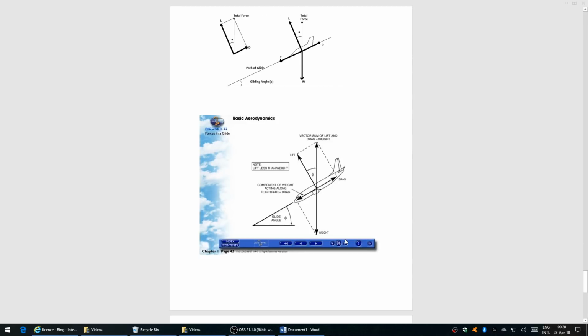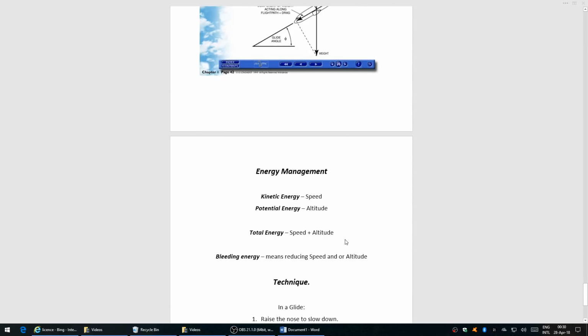So now we're getting to the final part of this portion of the video. We're going to talk about energy management. Now, if we consider kinetic energy as the speed of the aircraft, and potential energy as the altitude, the total energy state will therefore be the speed plus the altitude. Now, in a glide, we have to constantly manage that energy so that we don't arrive at the runway flying too fast. If we are too fast when we land, we can blow tires, we can overshoot the runway. We also don't want to have too little energy, in which case we may not even reach the runway.